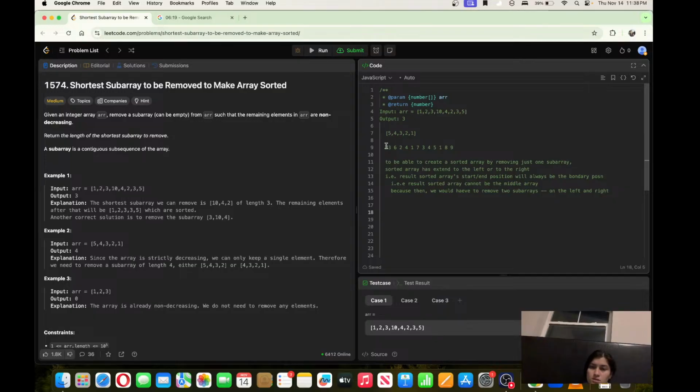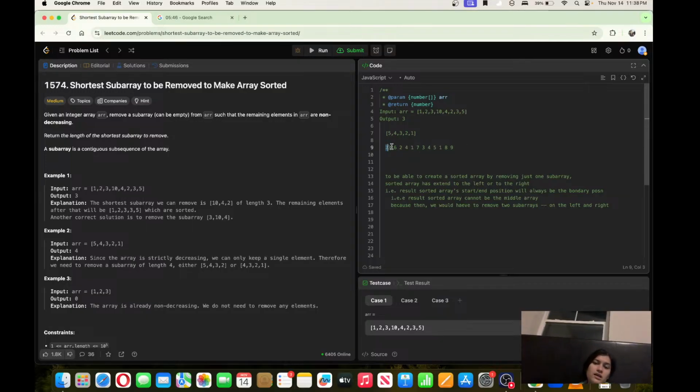So can I use this intuition? I have to go from left or right. So maybe I can start from the left first and see. Okay, from 23, 6 to 4, it is not possible, right? If I go from the left, it is not possible to create a sorted array. So what if I go from the right, is it possible? Because if I go from the left, I can only create a subarray of length at most 1.